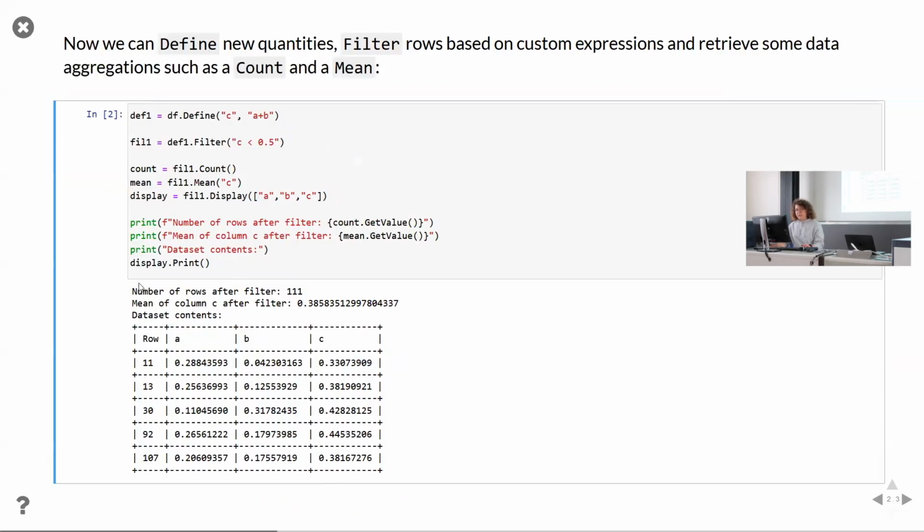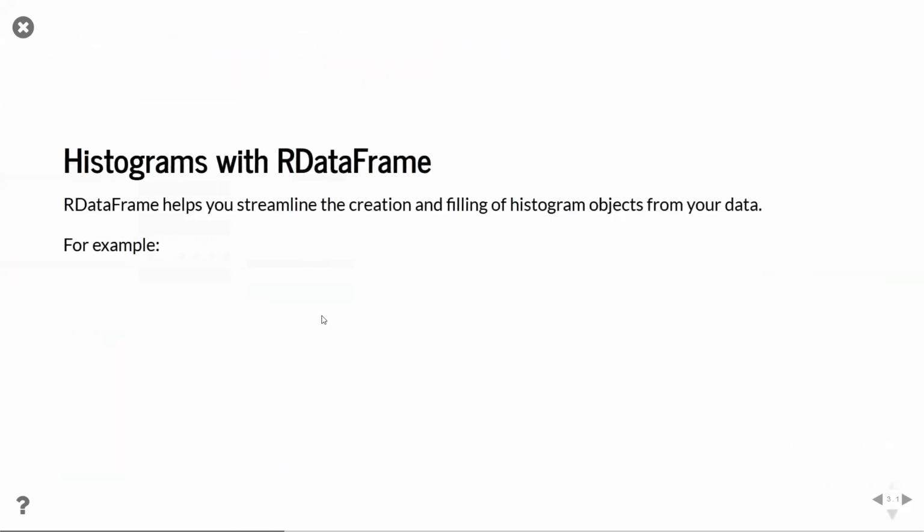So we can see that after we have performed our filter, we're left with 111 events, and the mean of our column C is 0.39. And we can actually show the first n entries. By default, it is 5 entries of the data set, just to quickly verify what it looks like. And we can see that's actually correct. We did the addition right. Okay, so that's really our data frame in a nutshell.